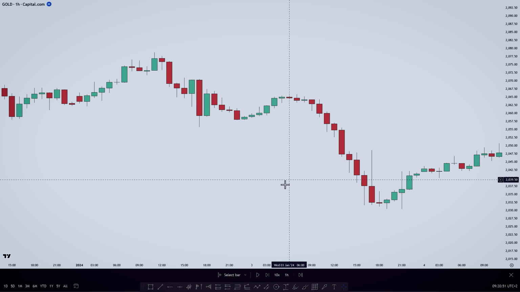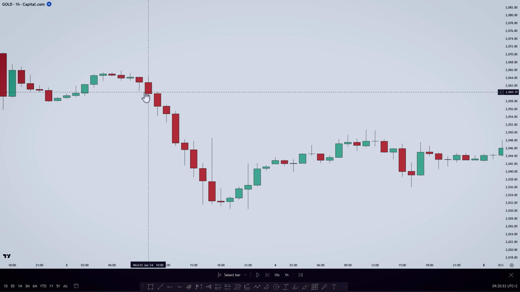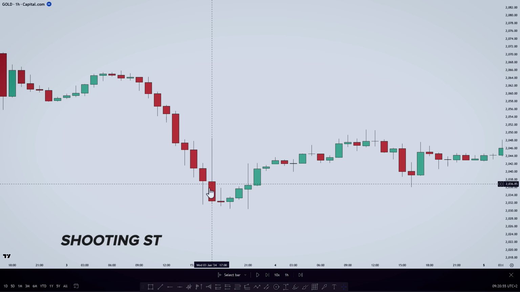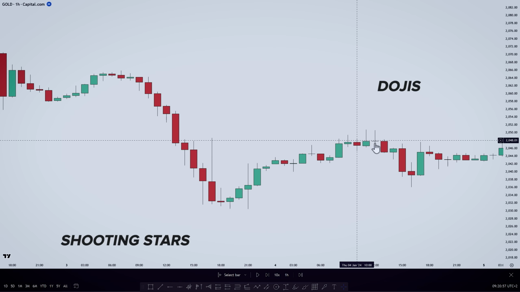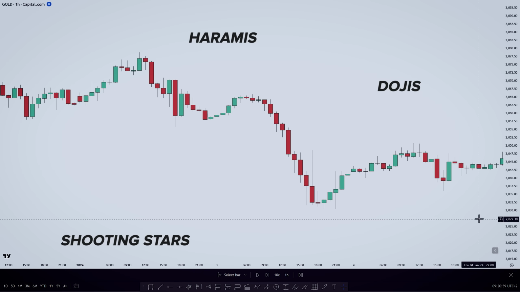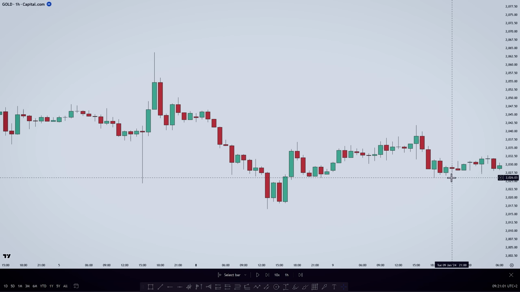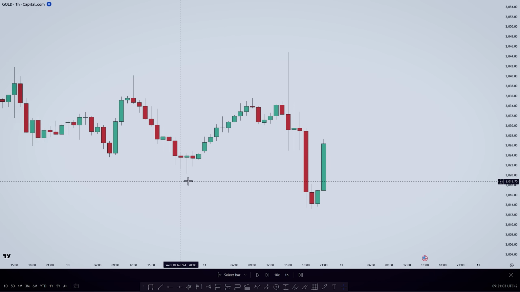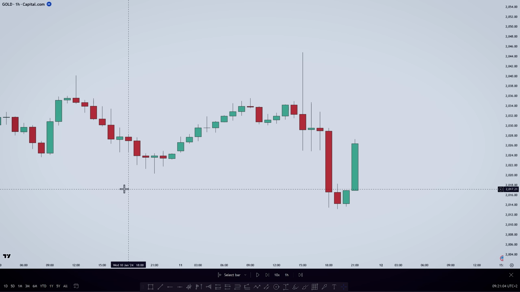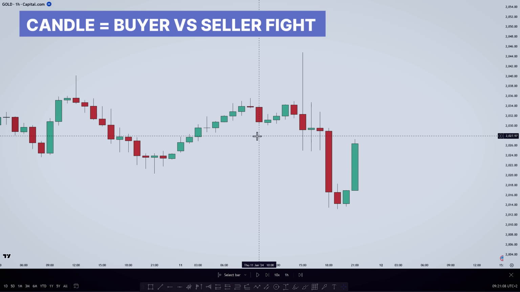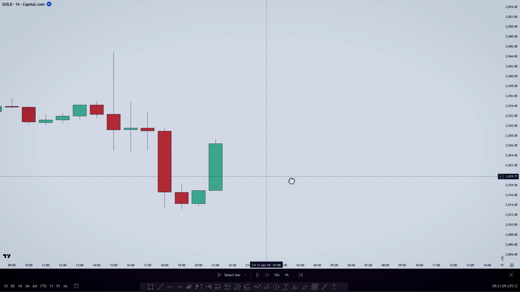This is where most traders waste years. They memorize Japanese names, shooting stars, dojis, haramis. Honestly, throw them away. I'm going to teach you how to read the story instead. Every candle is a fight between buyers and sellers. That's it.